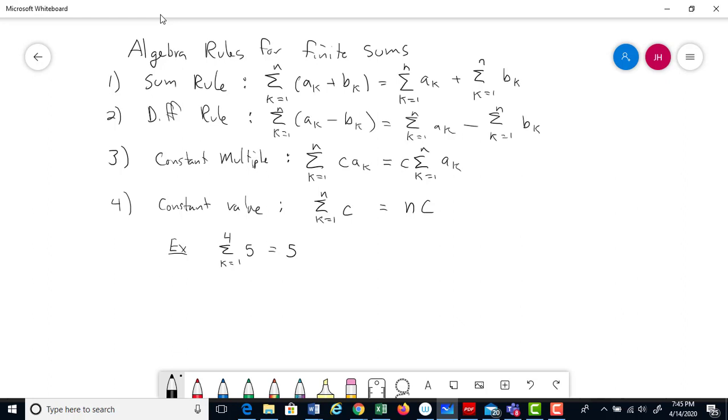So you plug in 1, you're going to get 5. You plug 2 into here, you're going to get 5. You plug 3 into there, and you plug 4 into that same function, so you're still just going to get 5. So that means the summation from 1 to 4 of 5 is just 4 times 5. So you get 20.